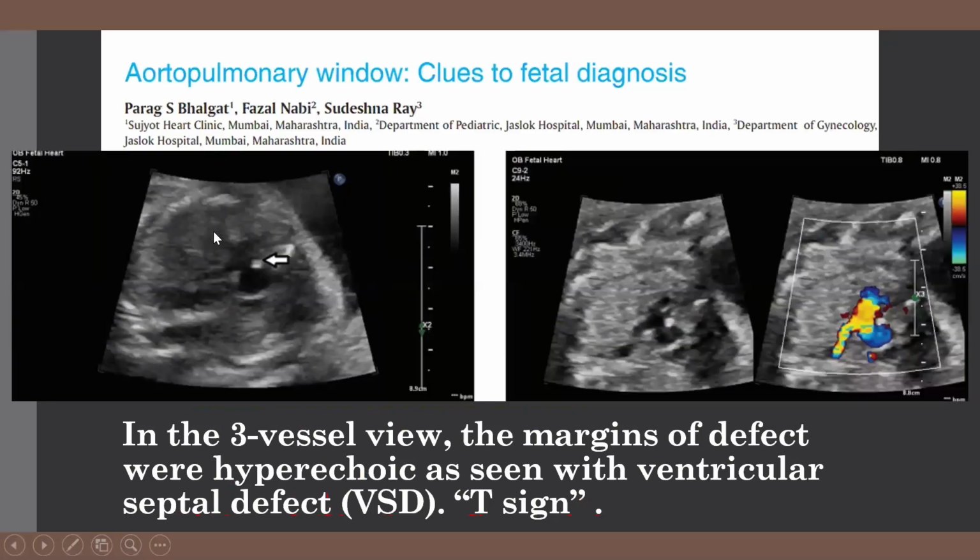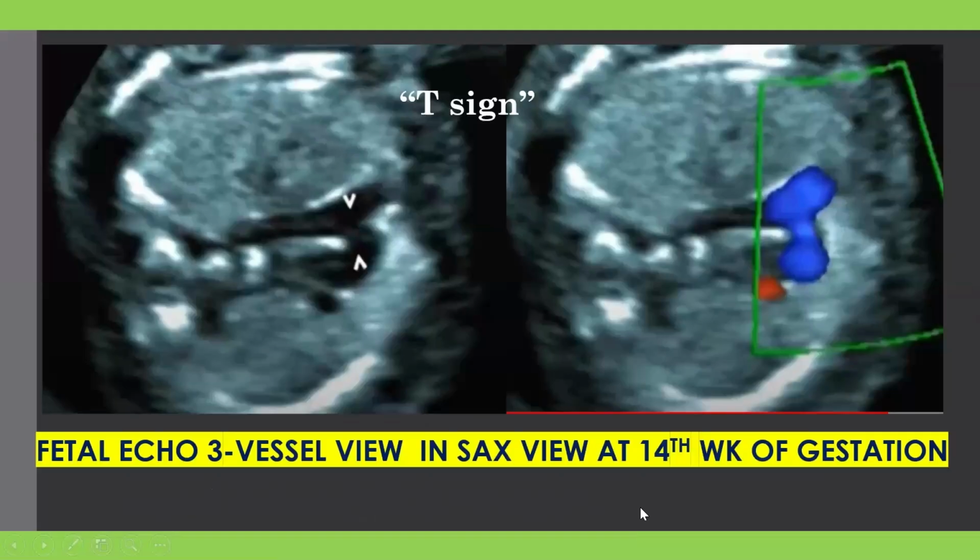So this is published by Parag and the team. This is published in APC, Aorto-Pulmonary Window, clues to the fetal diagnosis by Parag and the team. Here is the hyperechoic seen with just like a ventricular septal defect. So it's a three-vessel view. You are looking at the like a T shape. When you put the color, it is well clear as a T sign.